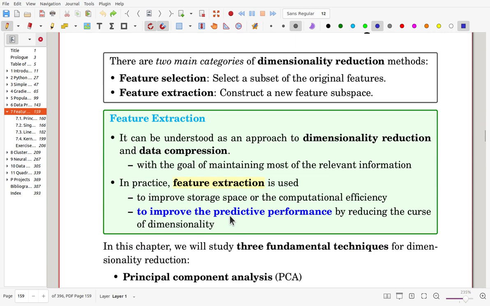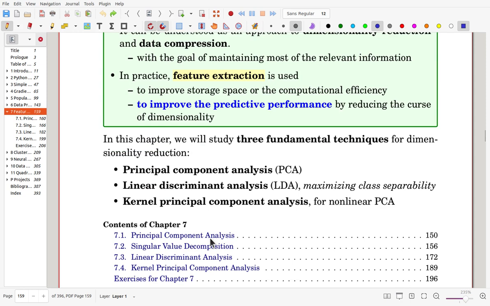In practice, feature extraction is used to improve storage space or to improve the computational efficiency. However, more importantly, it is used to improve the predictive performance. In this chapter, we'll study three fundamental techniques for dimensionality reduction: principal component analysis, PCA, linear discriminant analysis, LDA, and kernel principal component analysis. And of course, we'll study singular value decomposition as well.